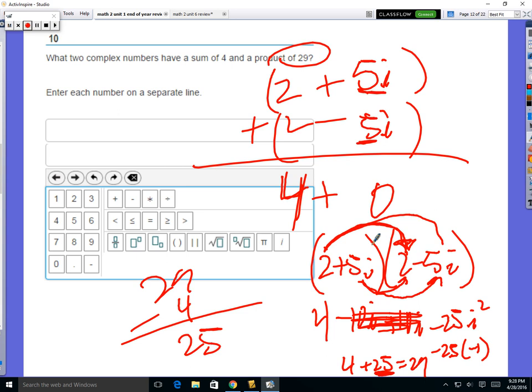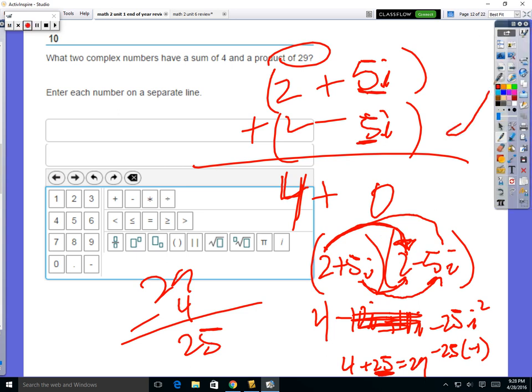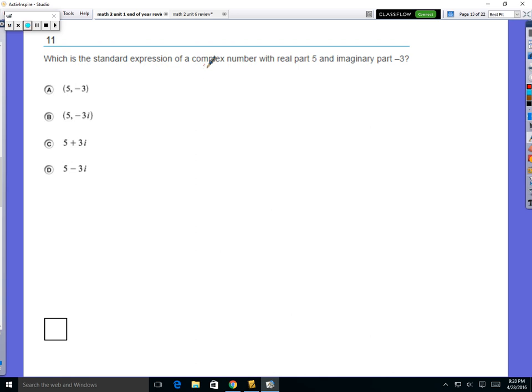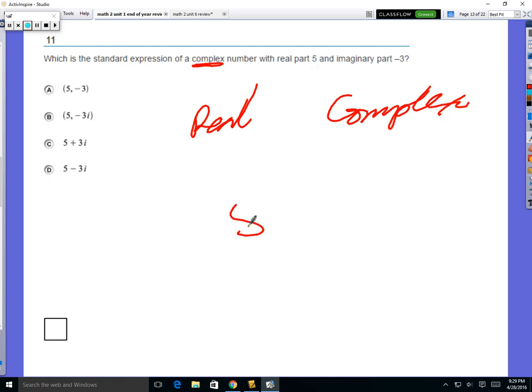Okay, number 11. Gosh, I don't know what's up with this. Which is the standard expression of a complex number? So standard is always the real first and then the imaginary. So the real is 5 and the imaginary is a minus 3. So you're going to go D.